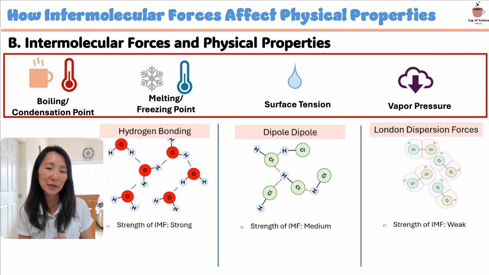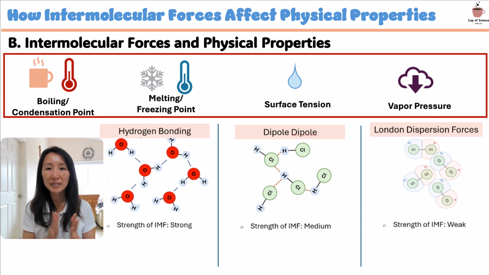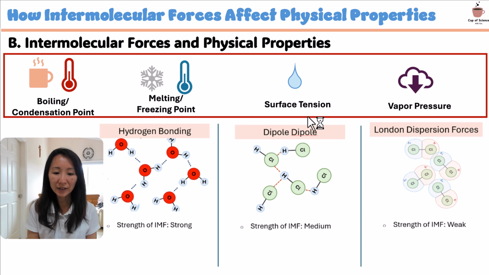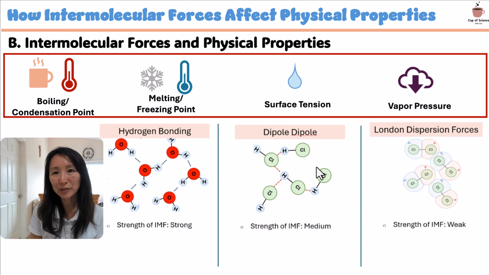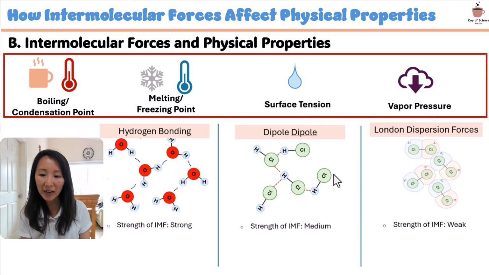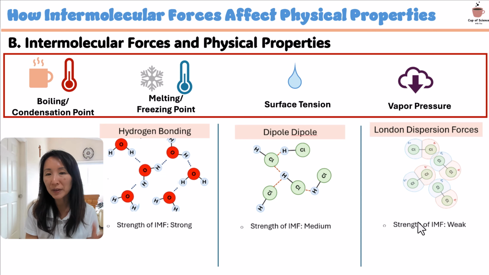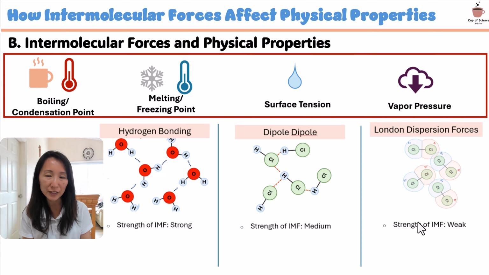There are three intermolecular forces that we've been reviewing so far. Those are hydrogen bonding, dipole-dipole, and London dispersion forces. Hydrogen bonding, strong. Dipole-dipole, somewhat intermediate. And then London dispersion forces would be the weakest intermolecular force.